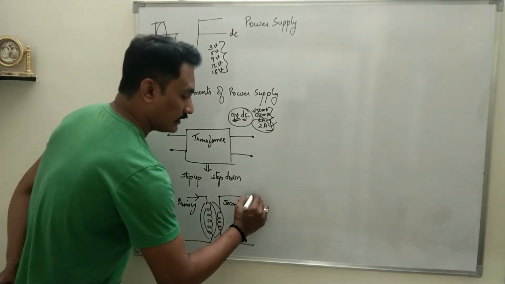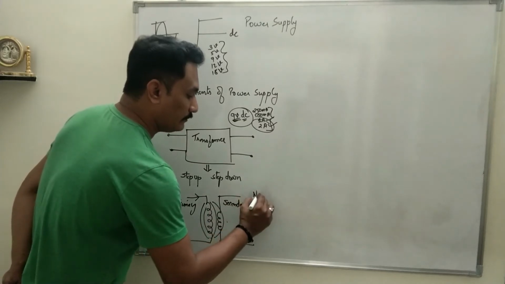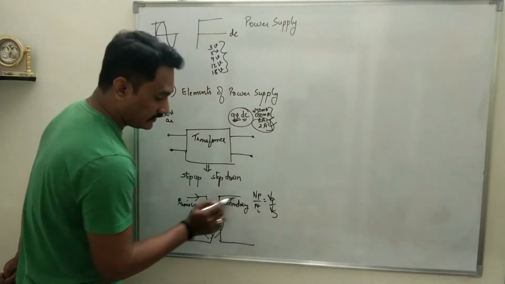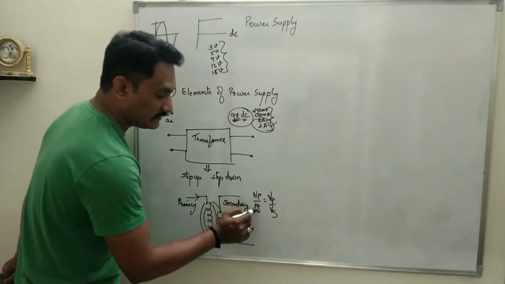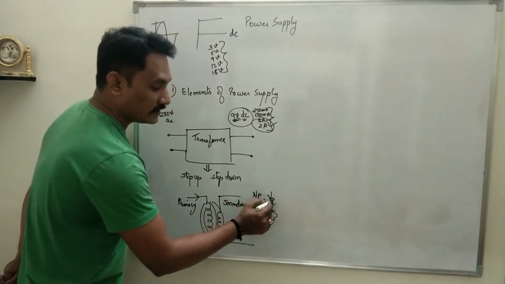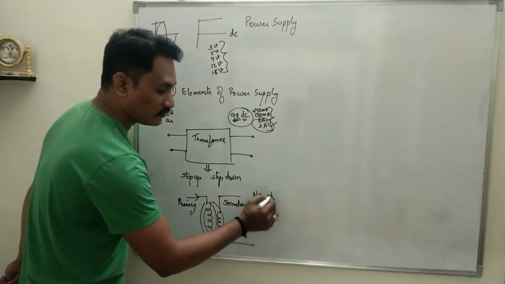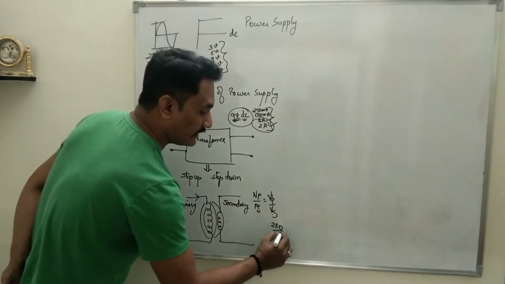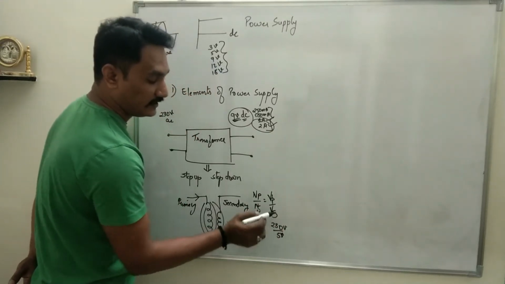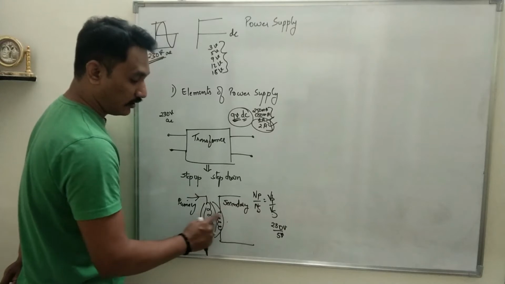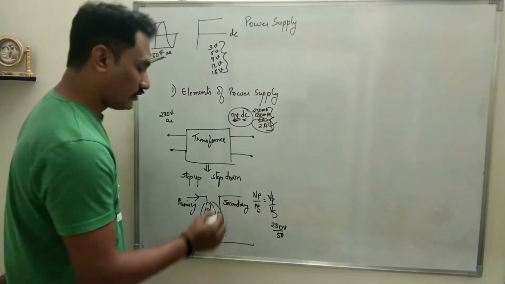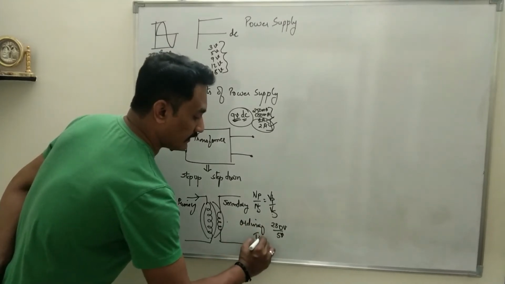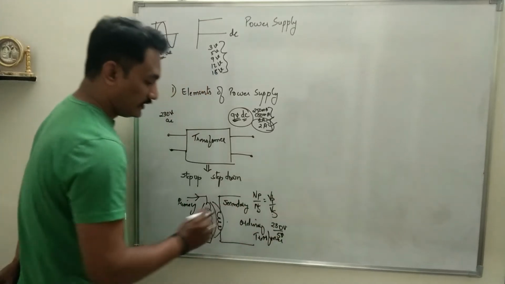So the formula for the transformer is NP upon NS equals VP upon VS: number of turns in primary upon number of turns in secondary equals voltage across primary upon voltage across secondary. We know these two, like say 230 volt, and say the output voltage required is 5 volt. So at the secondary we need 5 volt, we know the number of turns, and accordingly we can design the transformer. This is called an ordinary transformer.